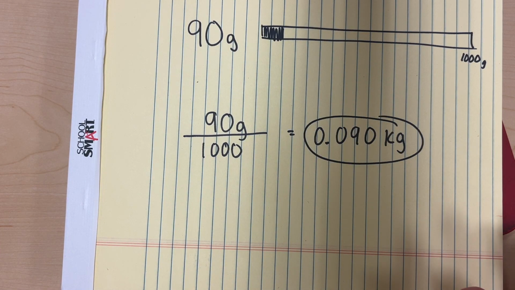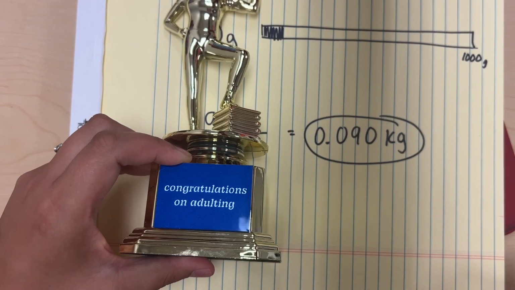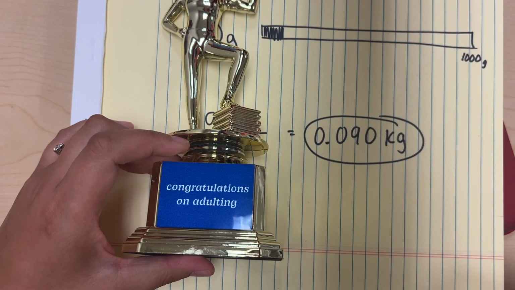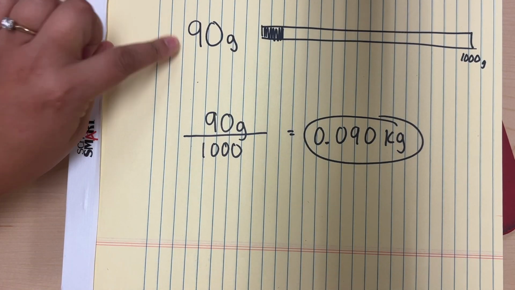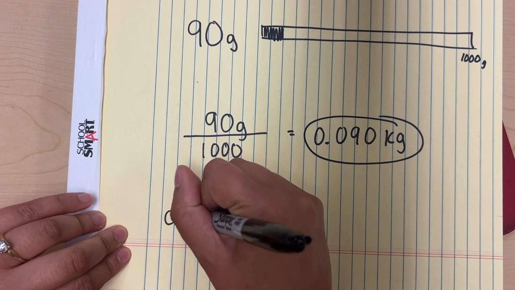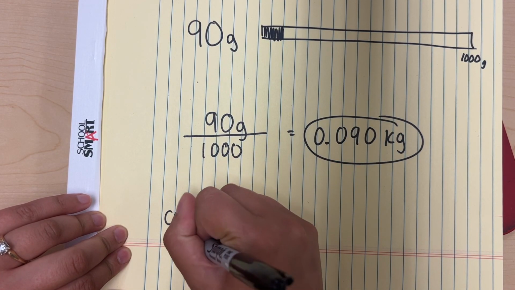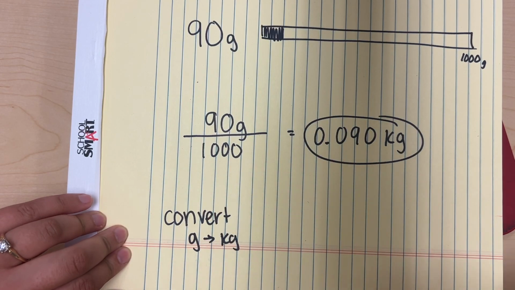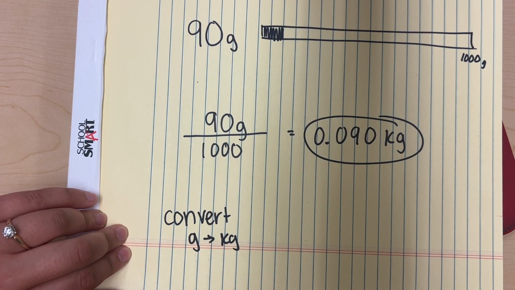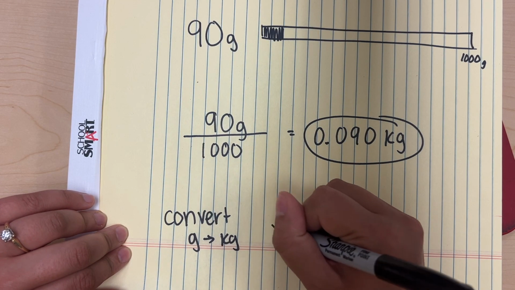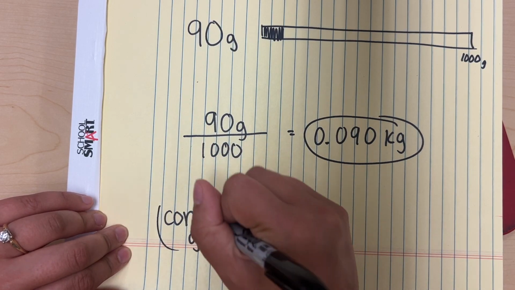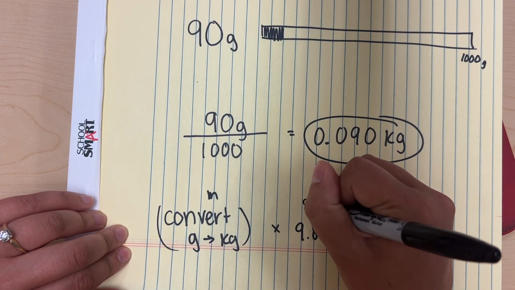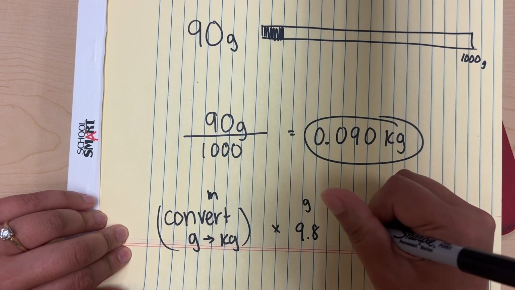So let's say I get a word problem that's like, calculate the weight of this ridiculous trophy in newtons. Then I would convert, that's step 1, convert grams to kilograms by dividing by 1,000. Then times 9.8, because we're doing our mass times field to get weight.